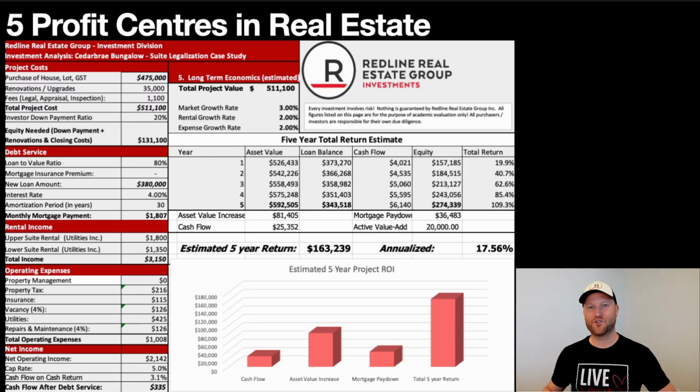So after you've gone and educated yourself on all of these factors, you need to know if they all come together or not for your investment property. And so this is a tool that I've been improving over the years that I provide to all of the realtors that work with us at Redline Real Estate Group.